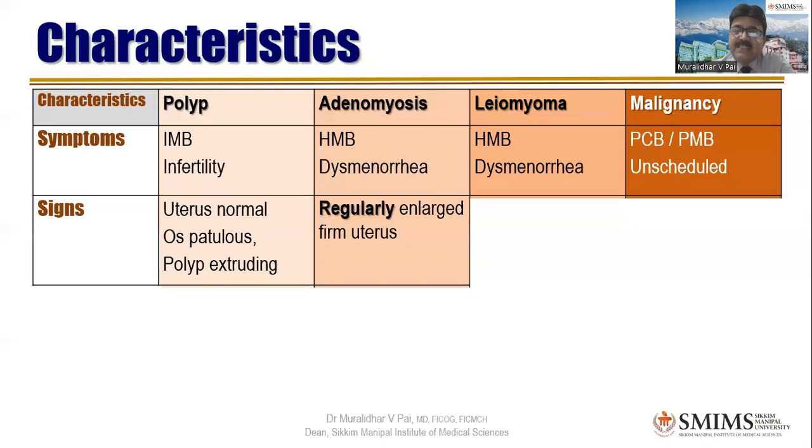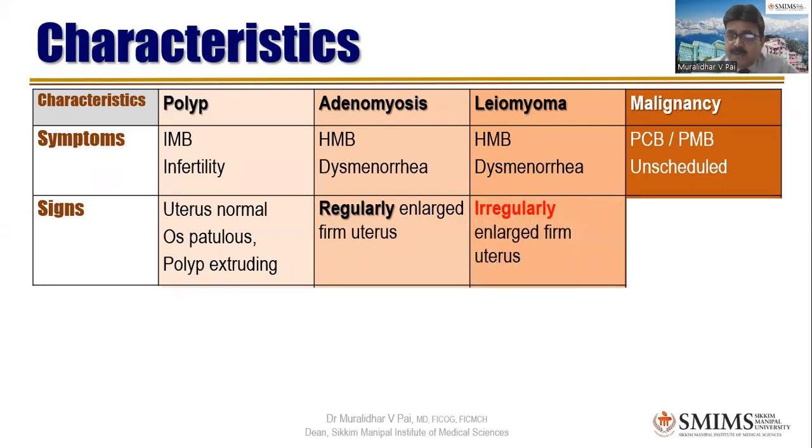Adenomyosis is a regularly enlarged uterus. There are 3 uteri that are regularly enlarged. Number 1 is adenomyosis. Number 2 is endometrial carcinoma. Number 3 is pregnancy. How do you differentiate between them? Pregnancy is soft, adenomyosis is firm, and malignancy is hard. In all the 3, the uterus is regularly enlarged. Of course, in pregnancy, you additionally have amenorrhea and other symptoms.